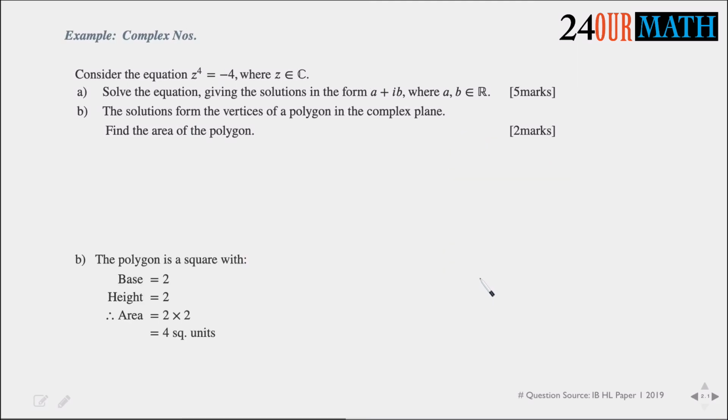The second part is that the polygon is a square with base 2 and height 2, so the area is 4 square units.